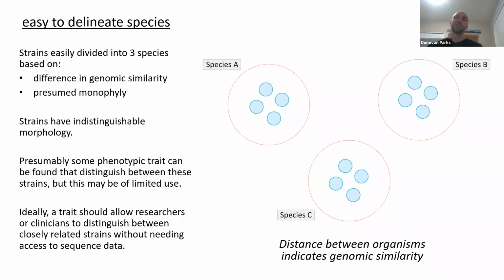but ideally we would find some phenotypic trait that is useful to clinicians and researchers using the technology that they have on hand, right? So we want something that can easily be measured in a lab and applied for the practical purposes of deciding what species a strain belongs to.